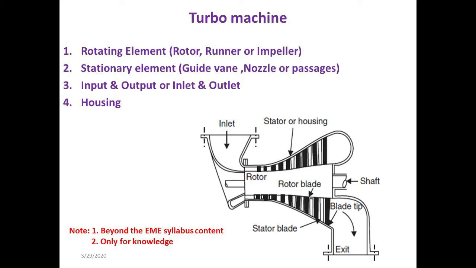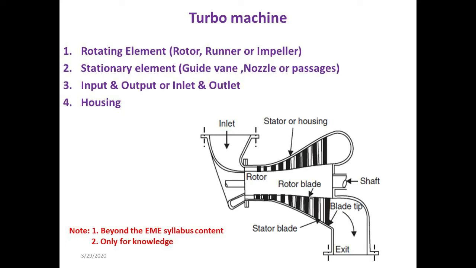The first one is the rotating element, which rotates at a very high speed. This rotating element is also called a rotor or runner, and sometimes an impeller. If it is a power generating turbo machine, then we use the word rotor or runner. If it is a power consuming one, as in the case of pumps, we use the word impeller.